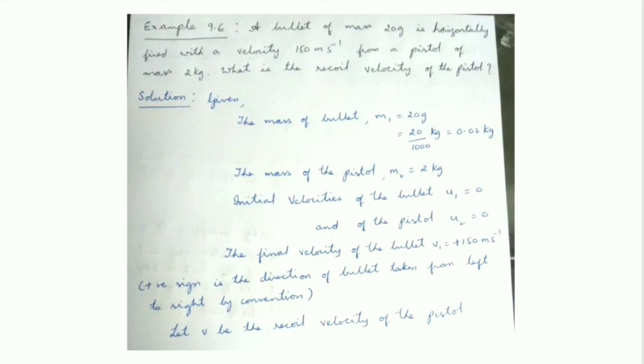Initial velocities of the bullet u1 equal to 0 and of the pistol u2 is also 0. Here u1 and u2 are 0 because before firing both the bullet and the pistol are at rest. The final velocity of the bullet v1 equal to plus 150 meters per second. Here positive sign is taken because the bullet is moving from left to right in the forward direction. Let v be the recoil velocity of the pistol.